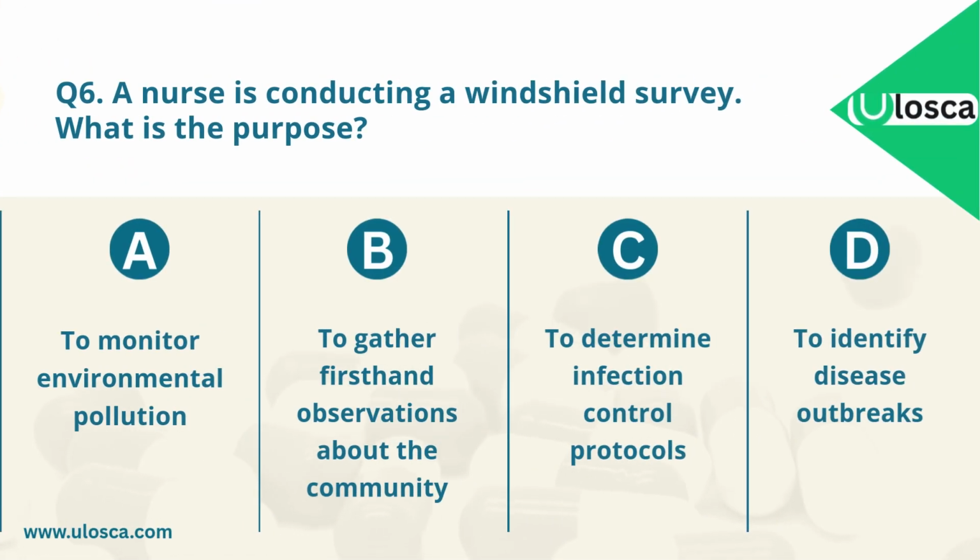Question 6. A nurse is conducting a windshield survey. What is the purpose? A. To monitor environmental pollution. B. To gather first-hand observations about the community. C. To determine infection control protocols. D. To identify disease outbreaks. Which one is the correct answer?